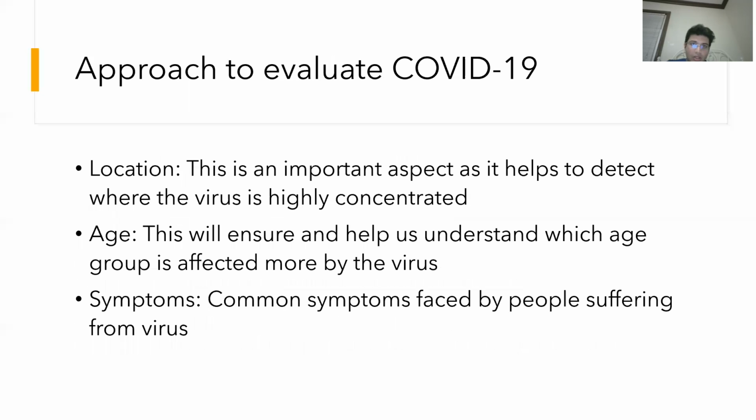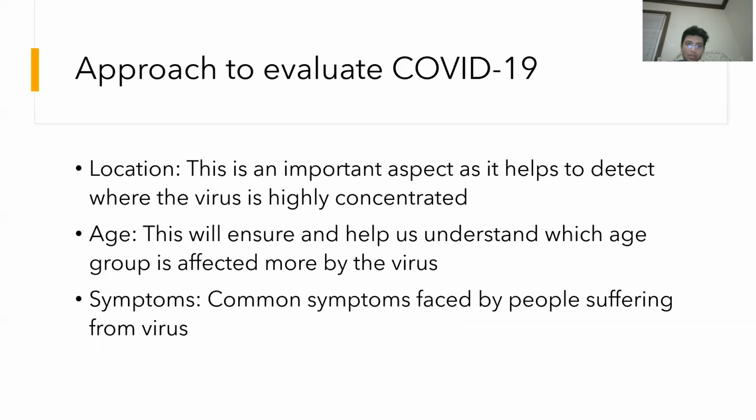Then approach. While analyzing this data set, I've considered three important things, the first being the location, as it is very important to consider this aspect, as it helps us to detect where the virus is highly concentrated or highly present, so that this location can be further sealed off, or certain measures can be taken against people visiting it.